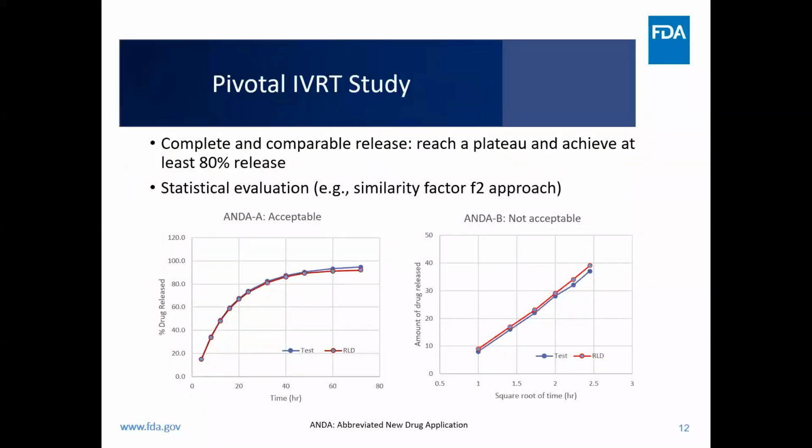For the pivotal IVRT study, we expect a complete and comparable release. You can see the left side graph is an acceptable case: test and reference show comparable release, and the release reaches the plateau. So it's an example of the acceptable, but the right side graph is not acceptable in terms of incomplete release. So you have to work on it. For the statistical evaluation, we already heard several times. Generally, we recommend this similarity factor approach. But if you cannot use this approach, you can also try other statistical methods with appropriate justification.